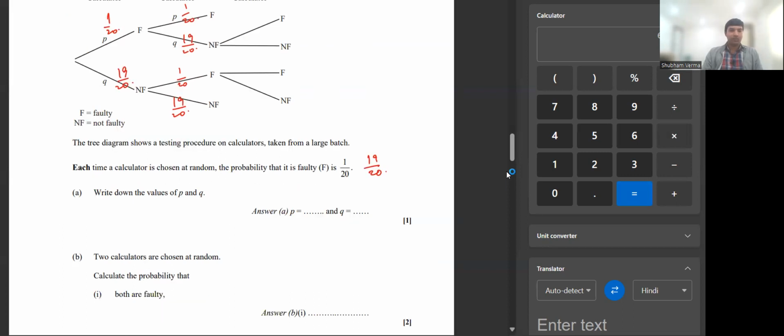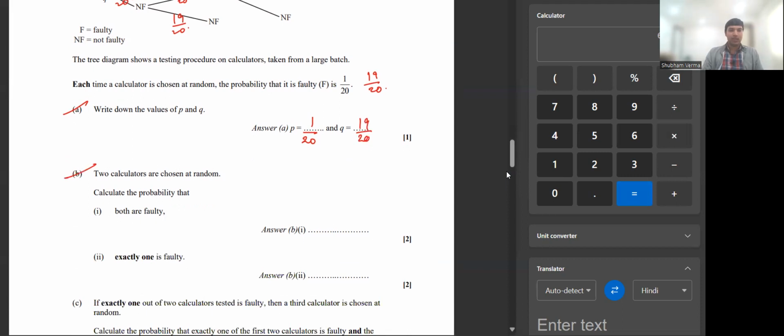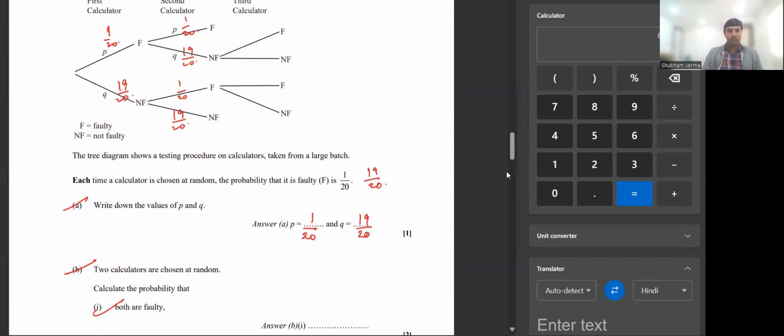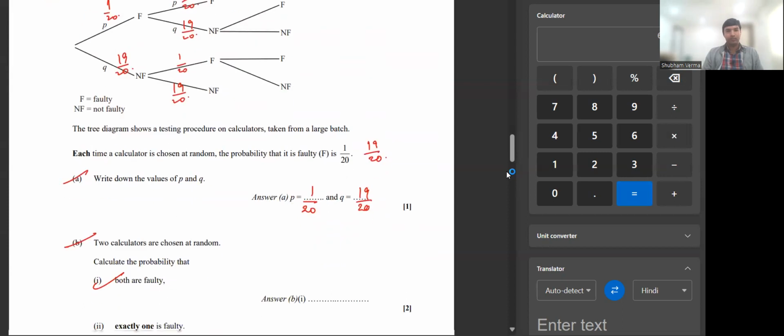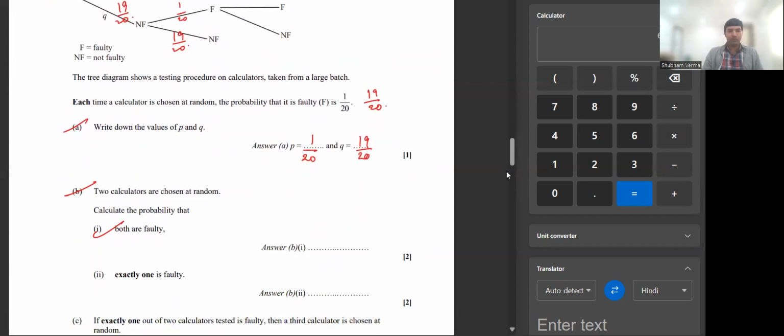Okay, fine. Now, first part, write down the value of P and Q. P means faulty, so faulty is 1 by 20, and Q is not faulty, that means 19 by 20. That is our answer. Next, two calculators are chosen at random. Calculate the probability that both are faulty. So both are faulty means F and F. So 1 by 20 into 1 by 20, continuous process, and so 1 by 400.